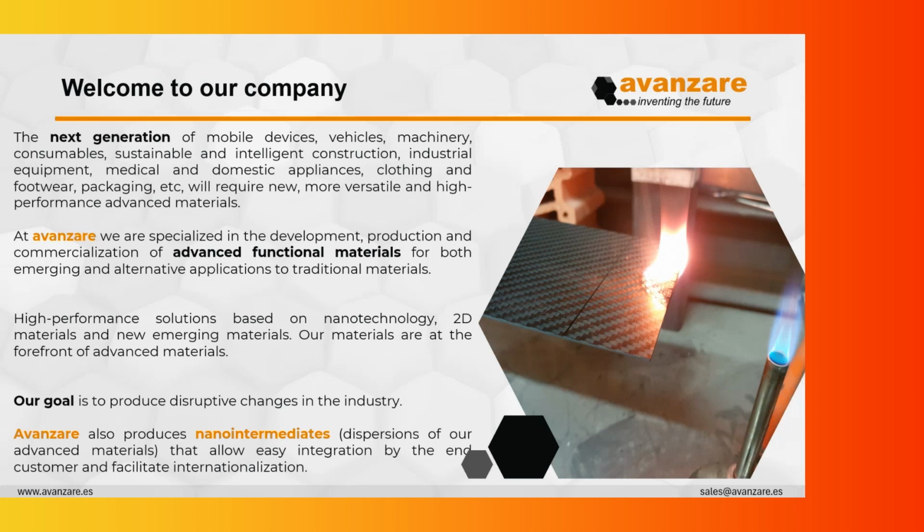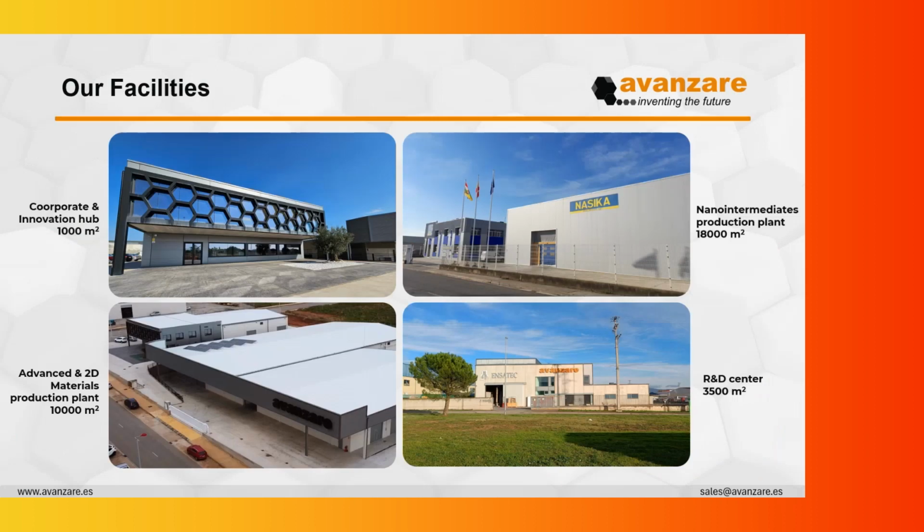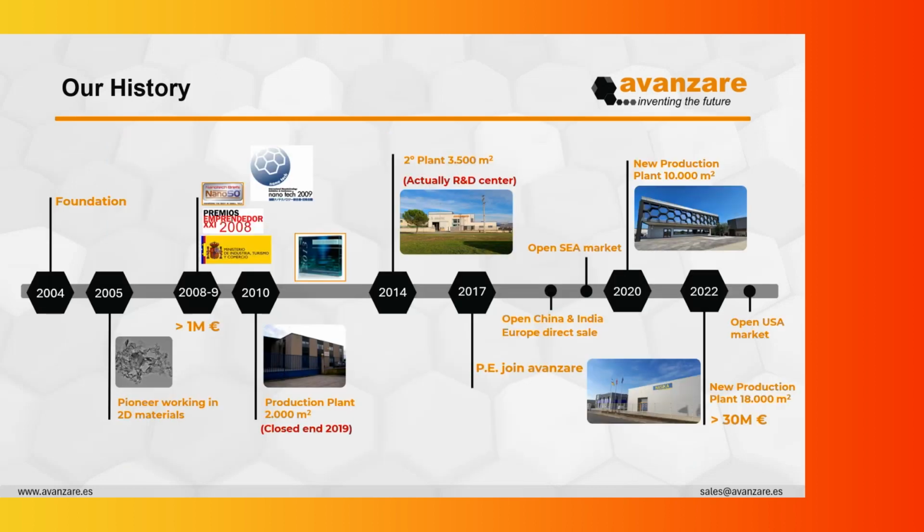And also it's important to know that our main market is the automotive industry. We started in 100 square meters and now we have 30,000 square meters in production facilities. We are continuously growing and accelerating the growth. Maybe I also want to remark that we were the pioneer in 2D materials, at least in Europe. We started in 2005, not later. And in 2009, we were also the pioneer in presenting, 15 years ago at Nanotech Tokyo, the first products based on graphene materials.